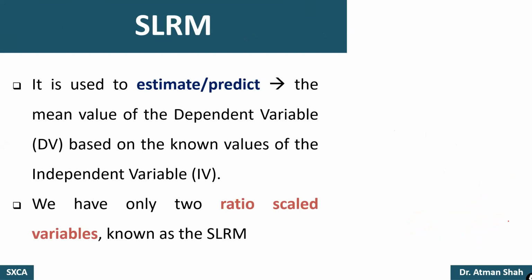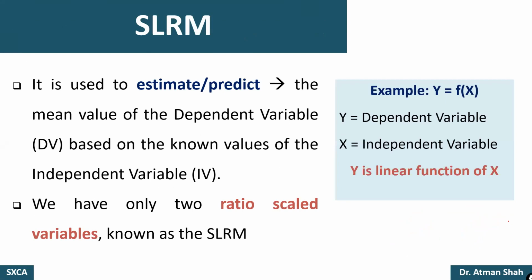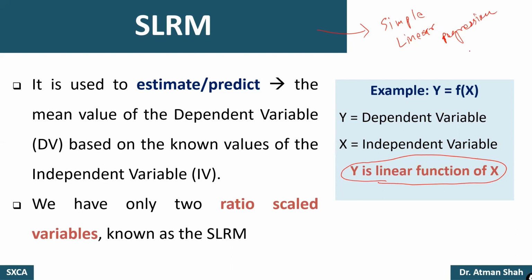So see simple linear regression model. I'm not going to focus on multiple linear regression model. Here we have two variables. Again, we are examining the linear association. Therefore, the name is simple linear regression model. SLRM is simple linear regression model.